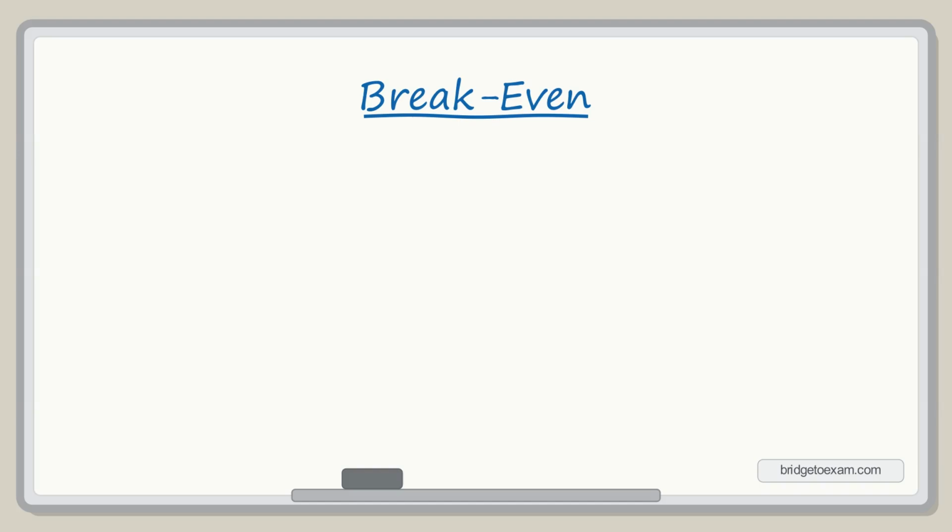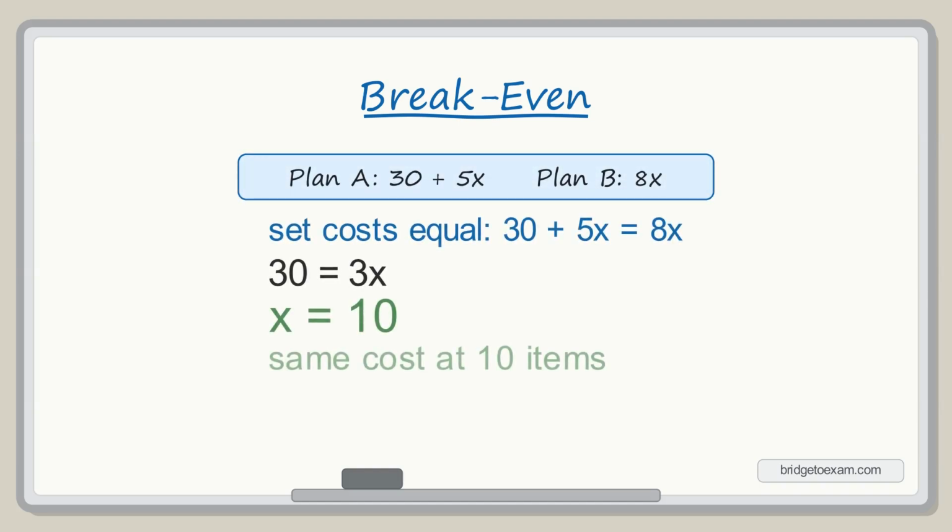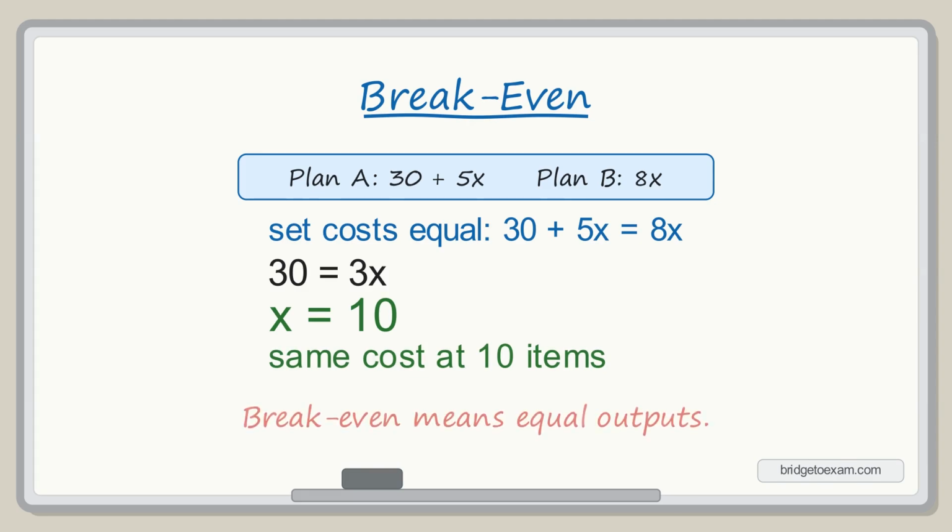For break-even, set the two models equal. Here, 30 plus 5x equals 8x, so the plans cost the same at 10 items.